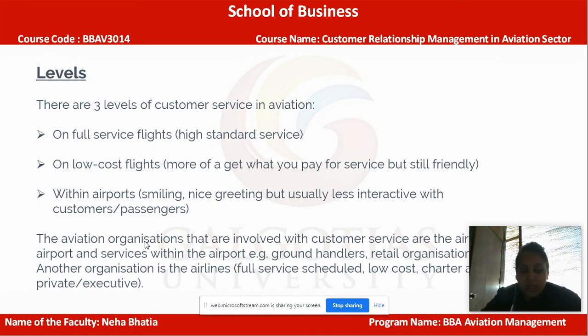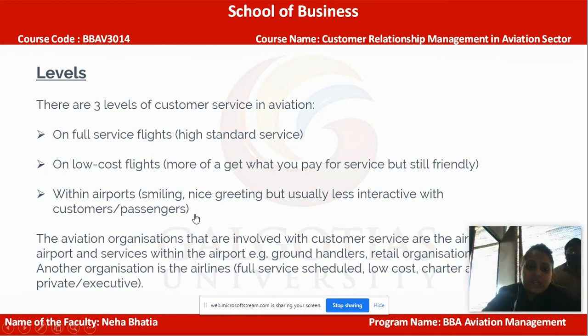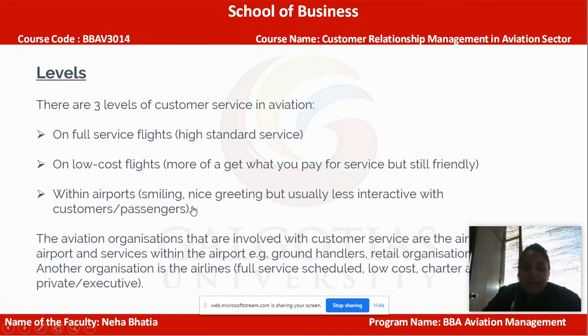On low cost flights, we know that the price of the tickets are less, so every luxury, every meal on board, and every extra thing which we are getting on board has to be paid for. Within airports, smiling, nice greeting, but usually less interactive with customer passengers. Now, within the airports, we find a lot of GSAs, customer service agents, who are not that interactive with the passengers. So here, what we are talking is the three levels of customer service in aviation industry. Now, within the airports, they are not the airline staff; they are generally the airport staff. Now, aviation organizations are involved with customer service that the services within the airport, that ground handlers, retail organizations, and other full service or low service airlines are all involved.